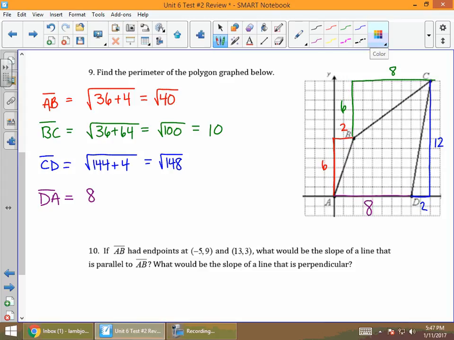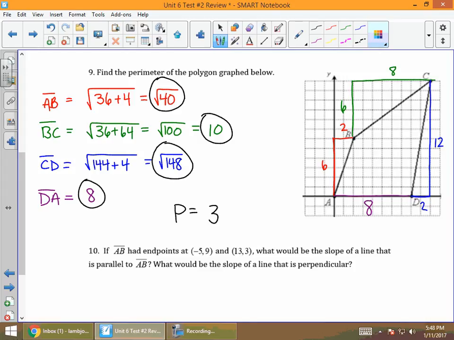All right, find the perimeter. I am going to take the square root of 40, 10, the square root of 148, and 8. And I'm going to add them all up. I'm just going to add. And when you add them all up, you'll get a decimal, 36.49, and then I think there are some zeros in there, something like that. So just over 36 units to get around that quadrilateral, 36.49.